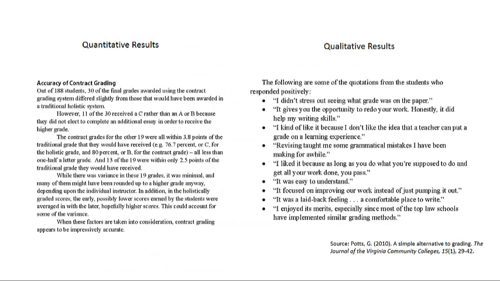Here is an example of a mixed method study's results section. As you can see, numeric results are presented on the left, and textual results, in this case a list of quotations, are presented on the right.